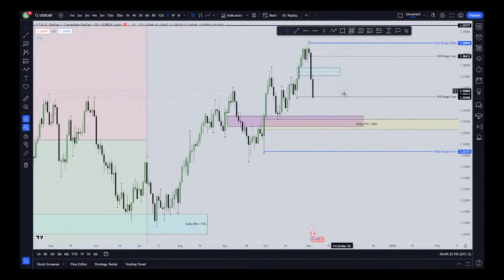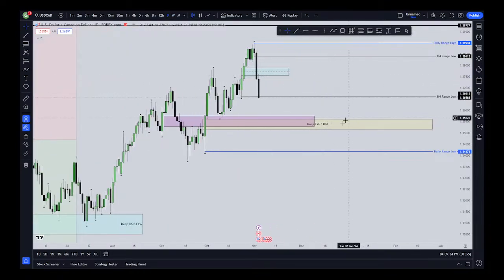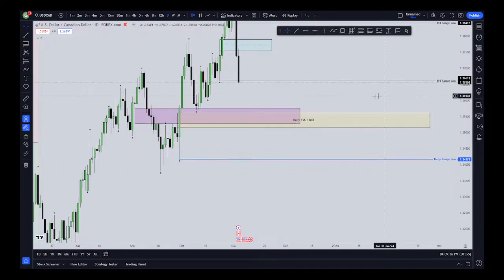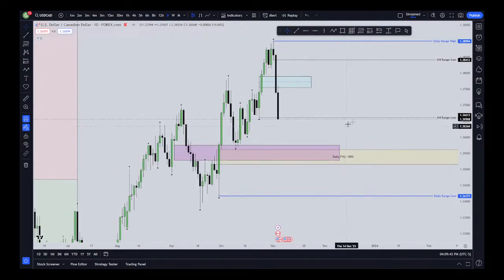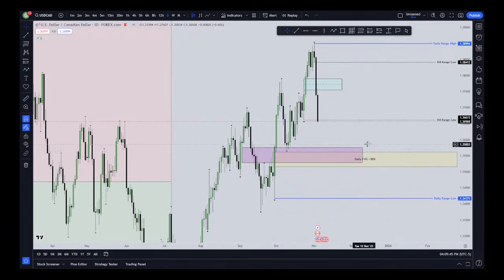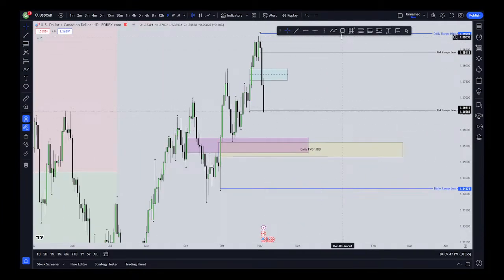So if we go down to the daily time frame, we have this daily fair value gap that overlaps this weekly inverse fair value gap. So this is a strong level right here. So once price taps into this zone, we want to see how does it react. Is it going to violate it? Is it going to respect it?